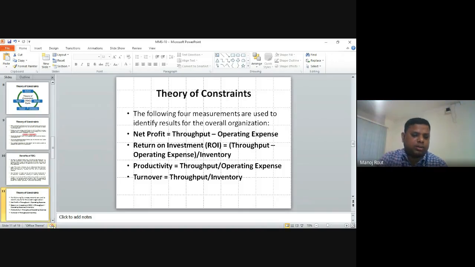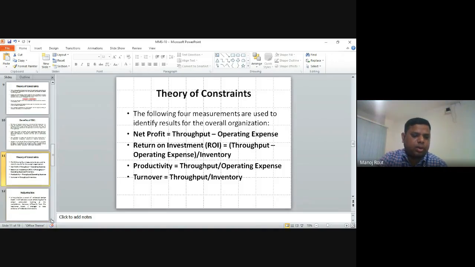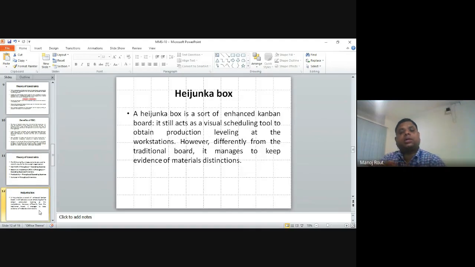The next topic is the Heijunka box. In the case of the Heijunka box, this is an alternative approach to your Kanban board. It is a sort of enhanced Kanban board. It still acts as a visual scheduling tool to obtain production leveling at the workstation, however differently from the traditional board, it manages to keep evidence of material destination.